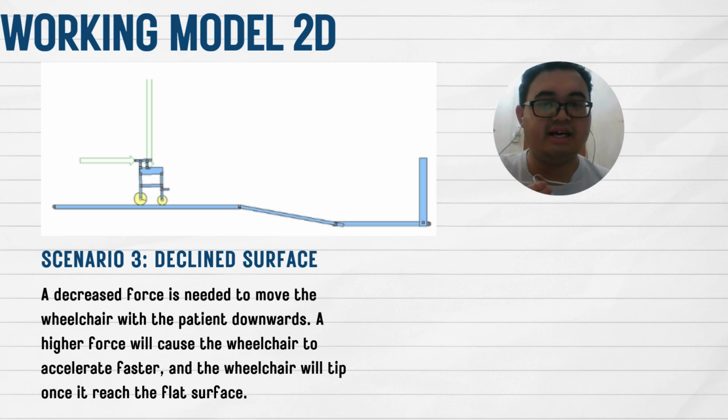Moving on to the third scenario, which is movement of the wheelchair across the declined surface. As opposed to the inclined surface or the previous scenario, a decreased force is required to move the wheelchair with the patient downwards. If any higher force is applied to the wheelchair, it will cause the wheelchair to accelerate faster going downwards, and the wheelchair might tip once it reaches the flat surface and causes the patient to fall from the wheelchair.